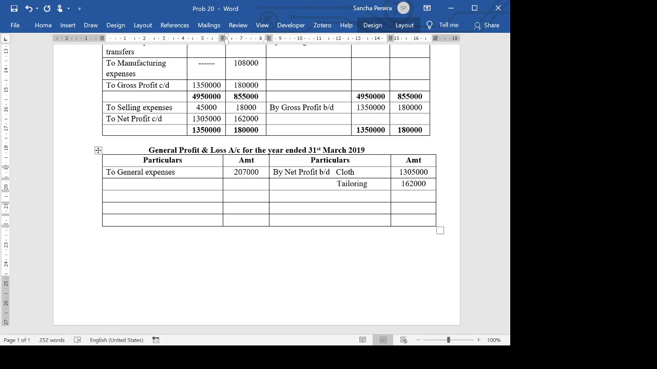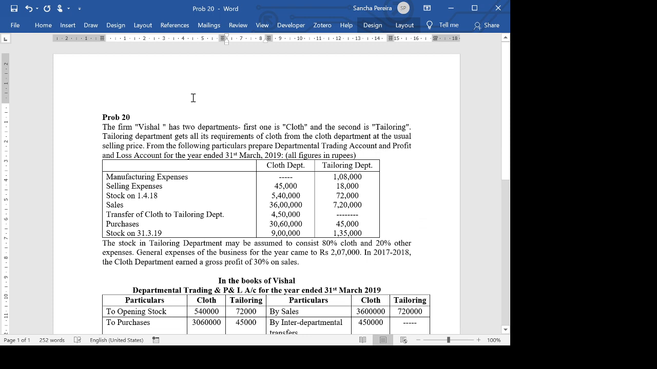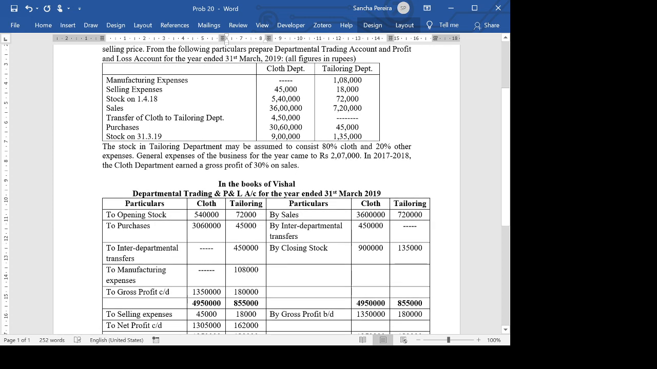Okay. Now we come to something very important. Since the interdepartmental transfers, they've said tailoring department gets all its requirements of cloth from the cloth department at the usual selling price. So any transfer of goods between cloth and tailoring department is done at selling price, which means inclusive of the element of profit. So we can't show that element of profit, and we need to eliminate it from the closing stock. Why closing stock? Because this is the stock that remains.